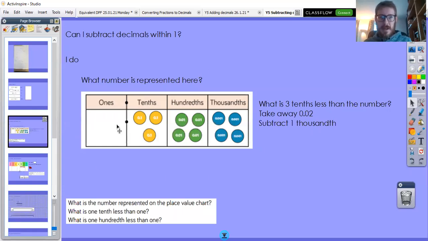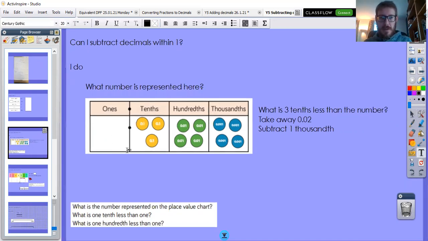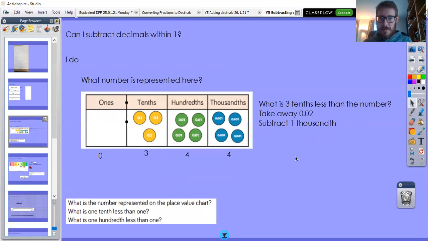So if we look at this representation of a number here, what number have we got? We have got 0 in the ones column. We've got 3/10, 4/100ths and 4/1,000ths, which means we have 0.344.